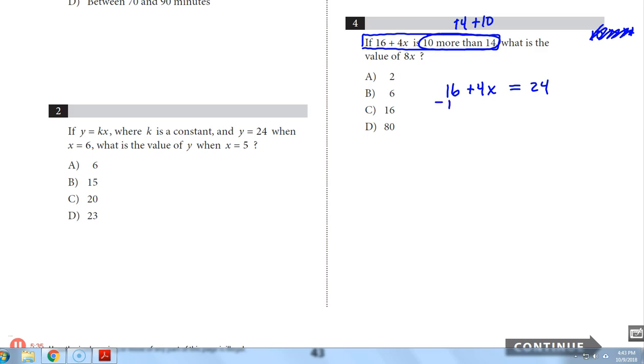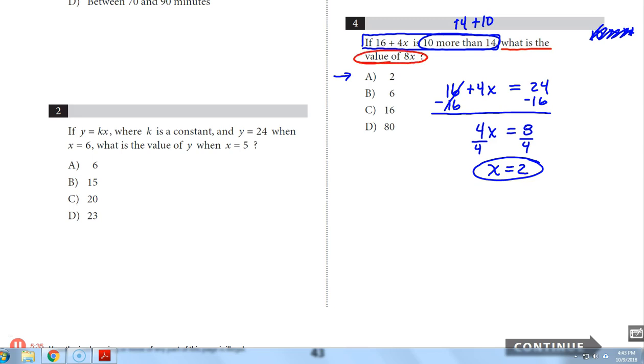So now I'm going to solve the equation for x. I want to get the x by itself, so I'm going to subtract 16 from both sides, and I get 4x equals 8, and divide both sides by 4, and I will get x equals 2. Now, they want you to pick this answer, but don't do it. That's a trick. That's for kids that don't finish the problem. The actual question says, what is the value of 8x? Well, the value of 8 times x, now that we know what x is, 8 times 2, which is 16.